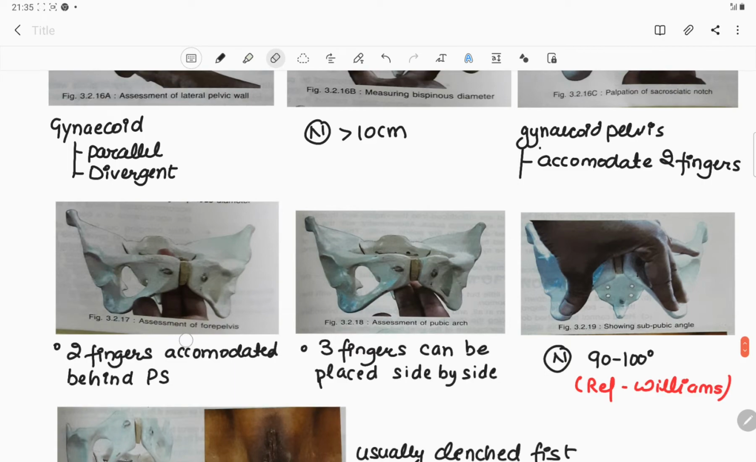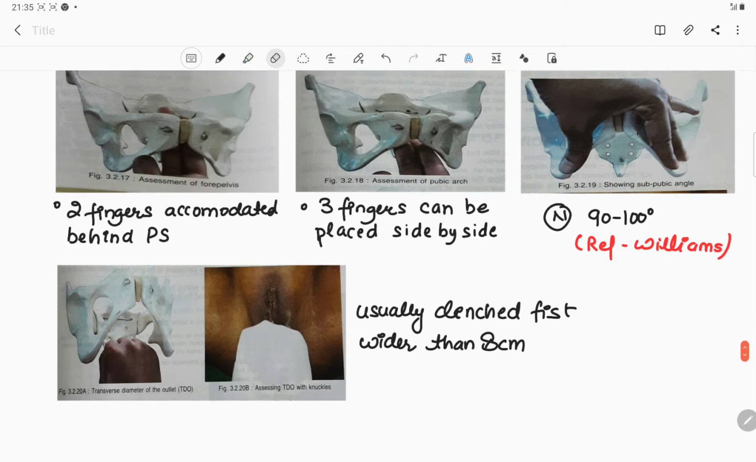Then assessment of sacrum is done. Normally it also accommodates 2 fingers behind the pubic symphysis. Then assessment of pubic arch is done. As you can see in the picture, 3 fingers can be placed side by side. Then we have to measure the subpubic angle with the thumb and index finger of left hand. Normal it is 90 to 100 degree, as I have taken the reference from Williams.